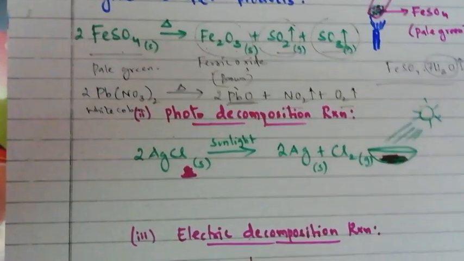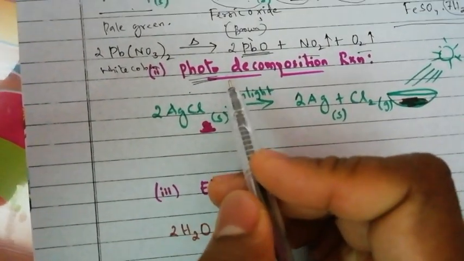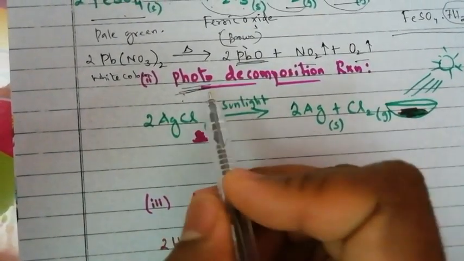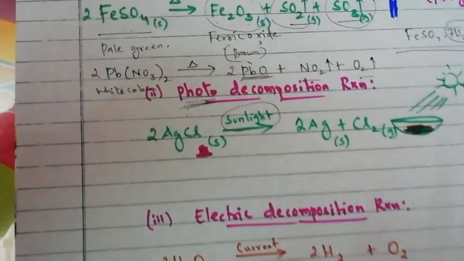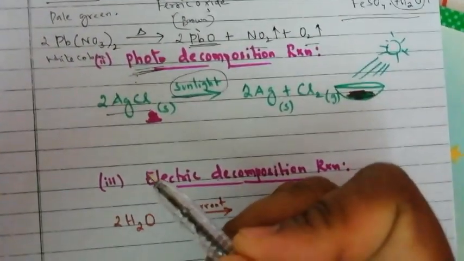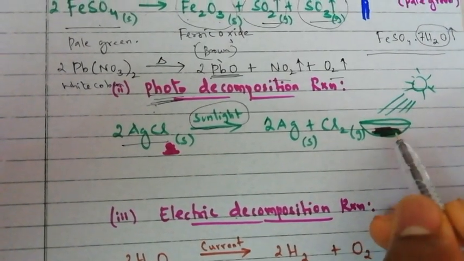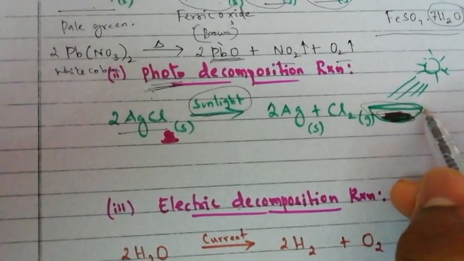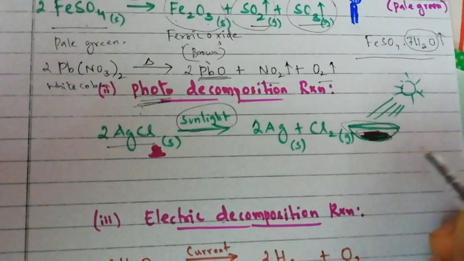Let's move on to photo decomposition reaction. Photo means light. Here the light is sunlight. We'll give an example of silver chloride. Silver chloride is actually white in color. You just keep some white silver chloride in a china dish or in a watch glass and expose it to sunlight, just keep it outside in the sunlight.